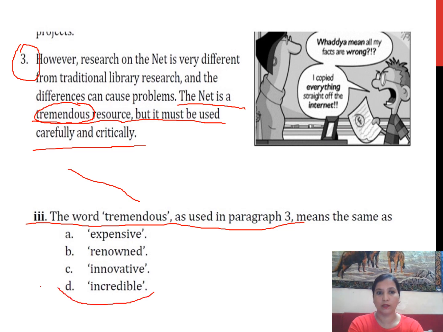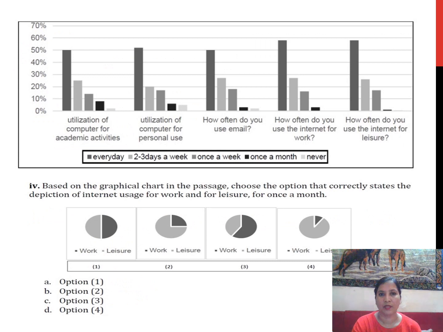So this one is fitting the sentence, and if we replace it with the word tremendous, the meaning of the sentence will not be changed. So the answer for this question will be incredible. That is the D option. So this is the first question that we have just done. And now we move on to the second question.